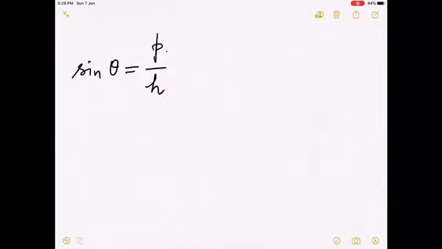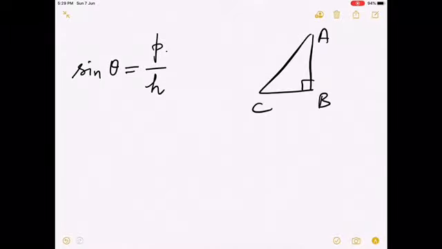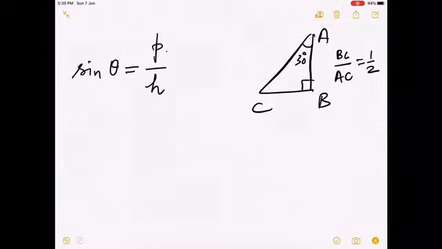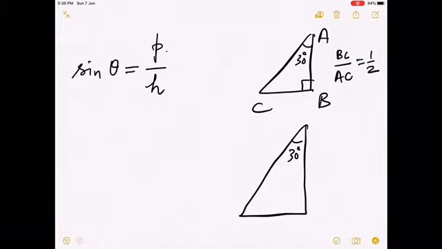sine theta. Just to give you an example, let us say I have a triangle here, this is 90 degrees, and this angle here is 30 degrees. Now I can write down the ratio of the side BC upon AC. If I measure the side BC and the side AC, and I find that the ratio is coming out as half, then I draw another triangle which is probably bigger than this, but which has the same angle of 30 degrees.